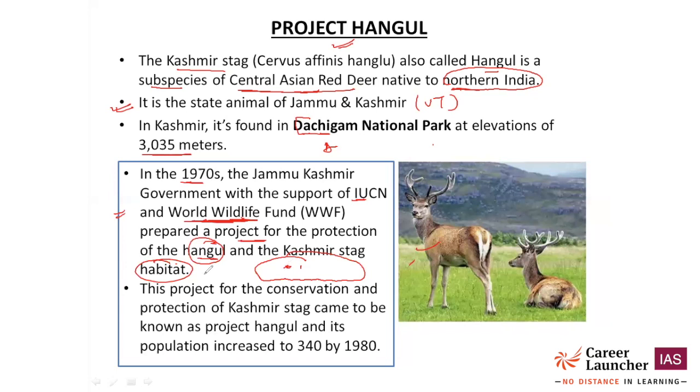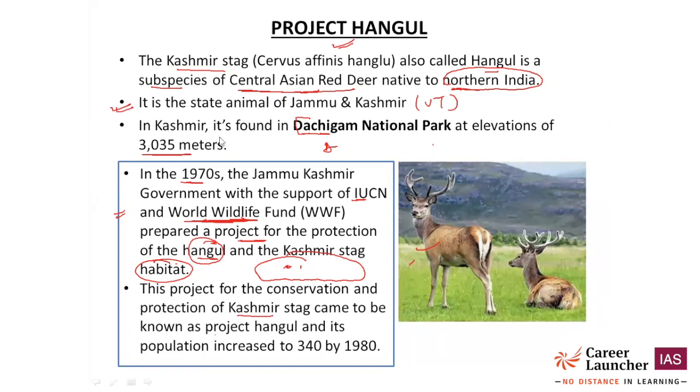Now, this project for the conservation and protection of the Kashmir stag came to be known as Project Hangul, and its population increased to 340 by 1980. The population increased because of the initiative of the government and some international bodies, including IUCN and World Wildlife Fund.